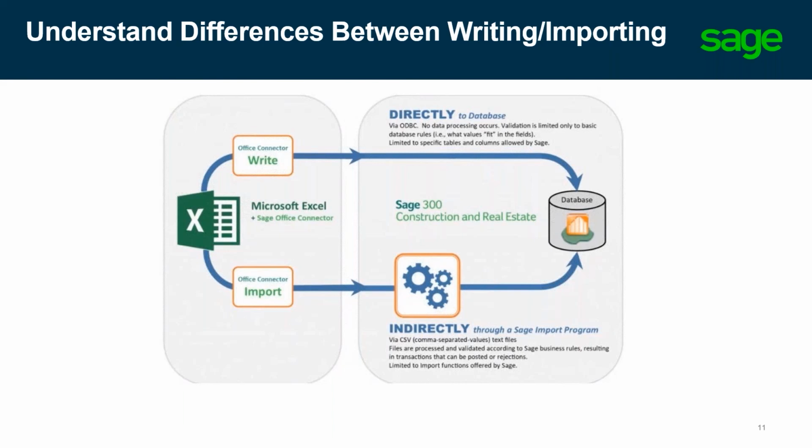the import feature. When we start talking about Office Connector Write, we're speaking to a direct write into the database, security permitting of course, to ensure that that information is put in the right place, but also respecting all of the database relationship variables that come with the 300 CRE system.